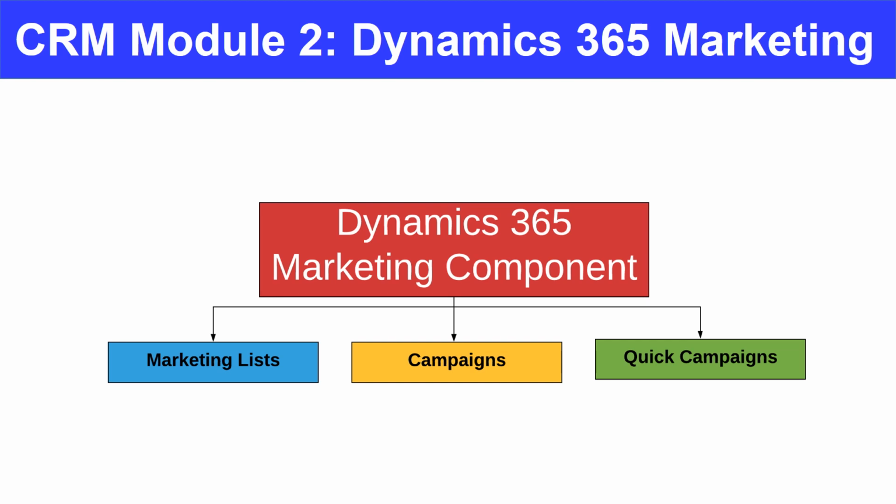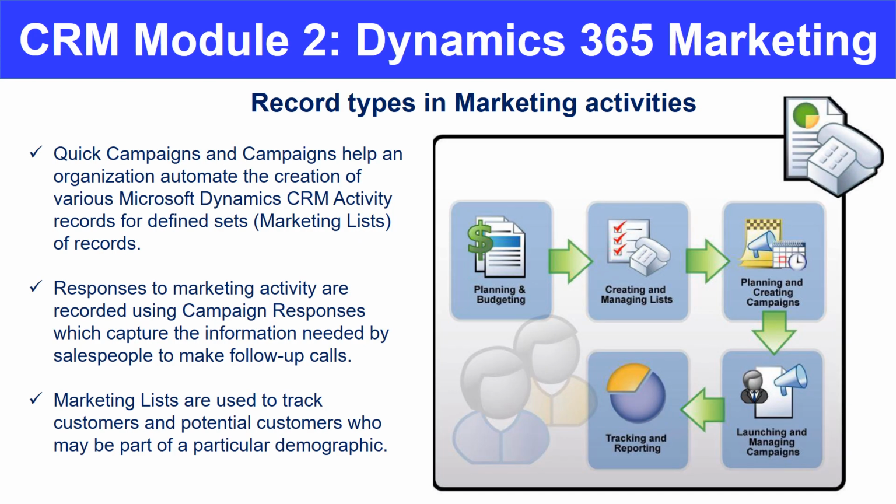Quick campaigns. A quick campaign also follows the same process as that of the campaign process, but the purpose of the campaign might be different. This format can be used to quickly provide any relevant information about the product in a short span of time to a larger audience. As we can see, record types in marketing activities include quick campaigns and campaigns, responses and marketing lists which participate in the marketing life cycle.